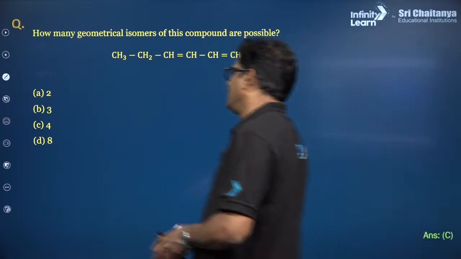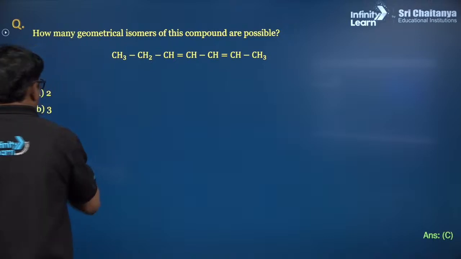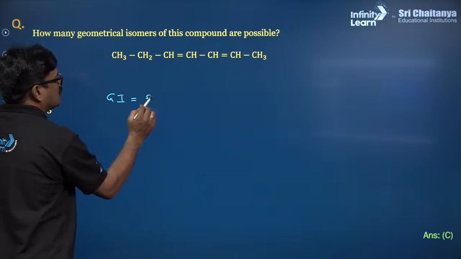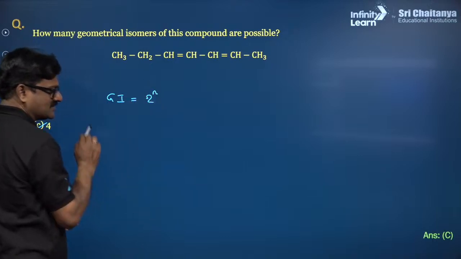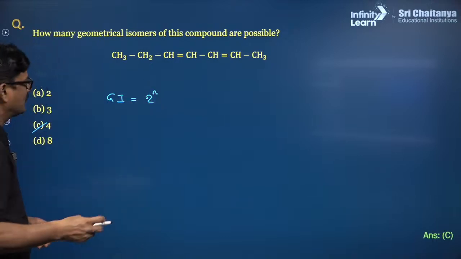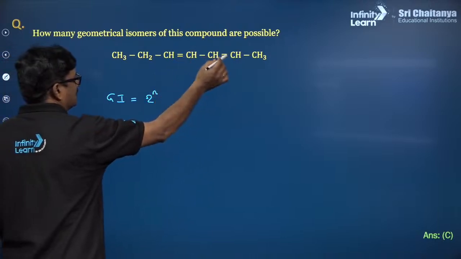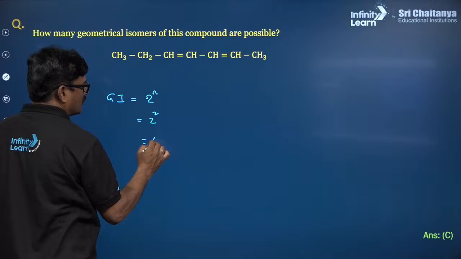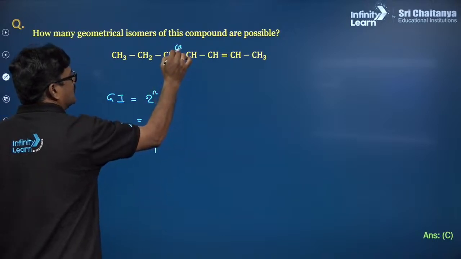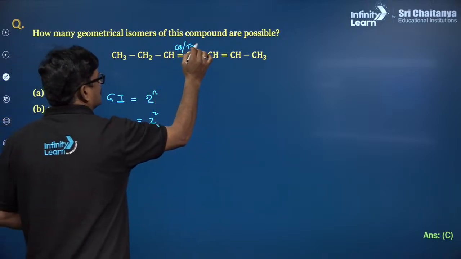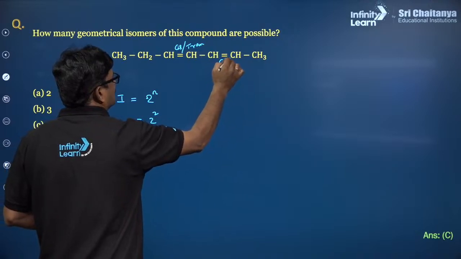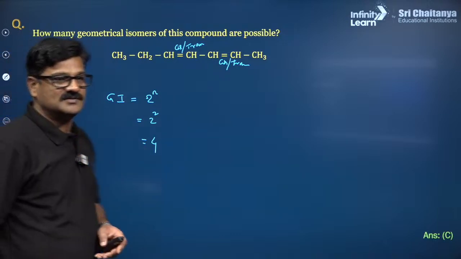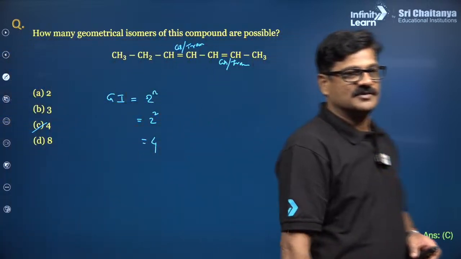It is going to be 4. How? Number of geometrical isomers is equal to 2 to the power n, where n stands for the number of double bonds. So here the number of double bonds is 2. It is going to be 2 squared, which is equal to 4. Or otherwise we can say here 1 cis and trans, here 1 cis and trans, total 4 geometrical isomers. Got it? Total 4 geometrical isomers. Any doubt?